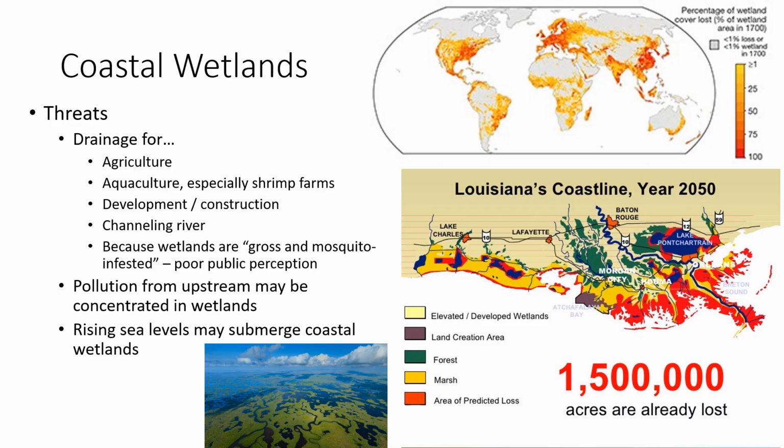The wetlands around the Thames River, for example, pretty much most of them have been drained throughout the course of British history. Okay. We have pollution coming from upstream, and that can concentrate in the wetlands, and rising sea levels can submerge some coastal wetlands because they are flat areas right along the coast. And several of those impacts are what we're seeing in the bottom right picture with the coastal wetland loss around Louisiana.